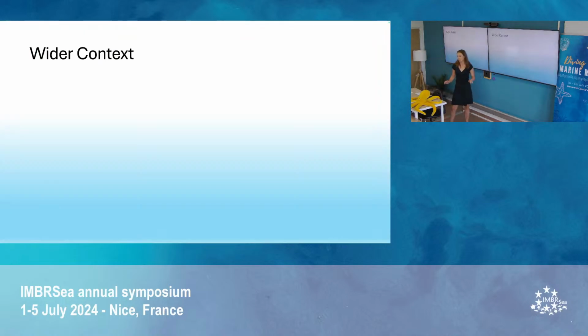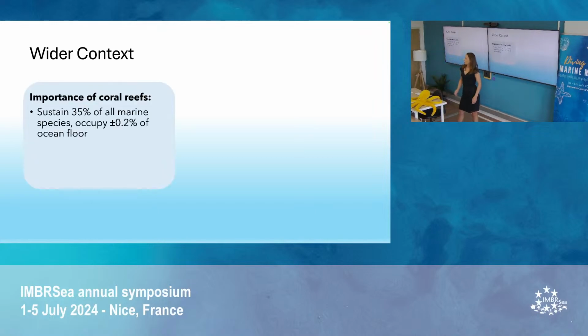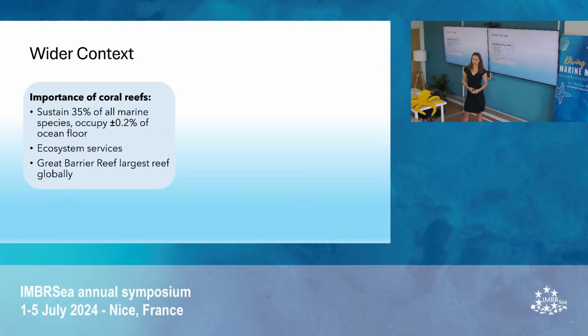For those of you who are not familiar with coral reefs, I'll provide a very brief context. Coral reefs sustain over a third of all marine species globally, while only occupying around 0.2% of the ocean floor. Besides this biodiversity ecosystem service, they provide a range of others, such as income from tourism, food, enjoyment, and coastal protection. The Great Barrier Reef is the largest reef globally and thus holds the largest proportion of all of these ecosystem services, making its study and protection even more important.